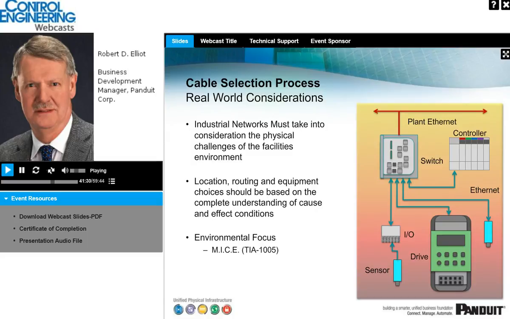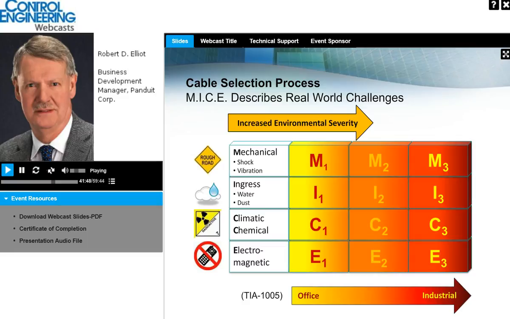So what about cable in the real world? We've talked about the difference between the industrial and the enterprise environment, and so what happens here is that we need to be aware of the environment, and we refer to a term used in the TIA 1005 as MICE. MICE stands for mechanical, ingress, climatic/chemical, and then electromagnetic. And basically a level 1 is typically an office environment.